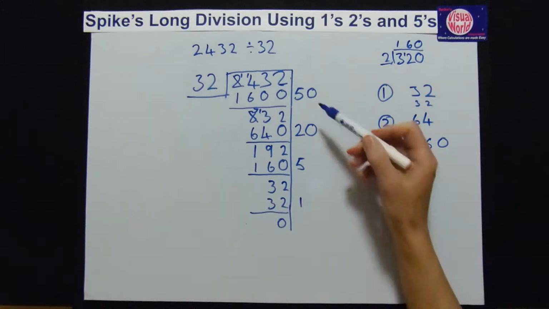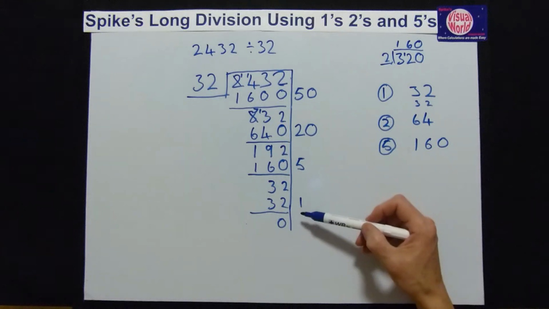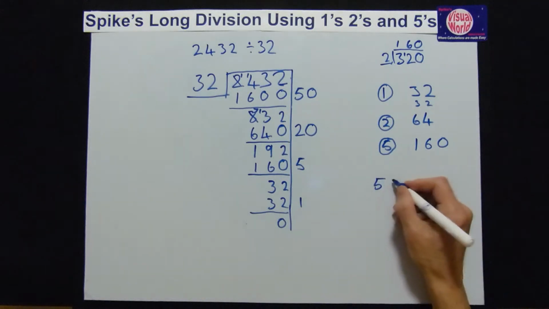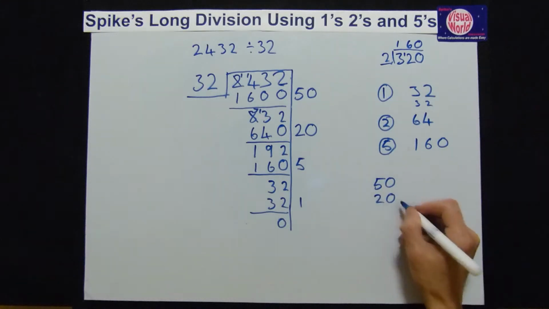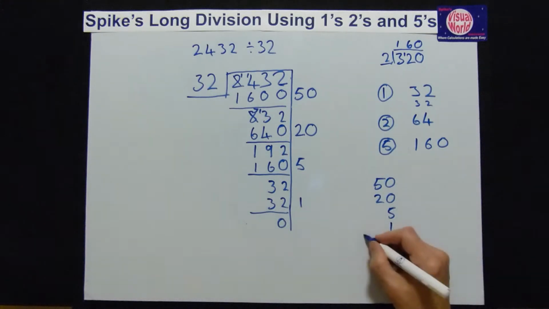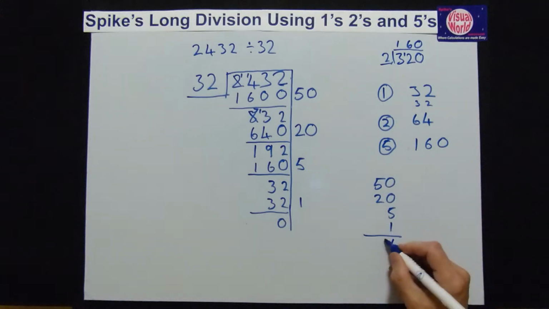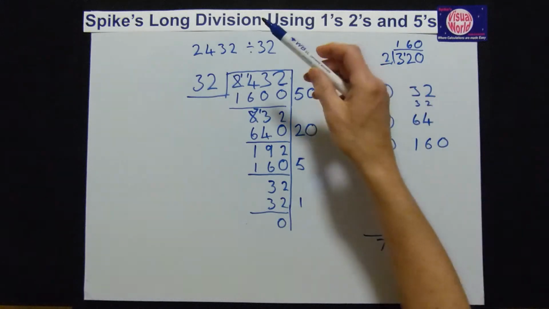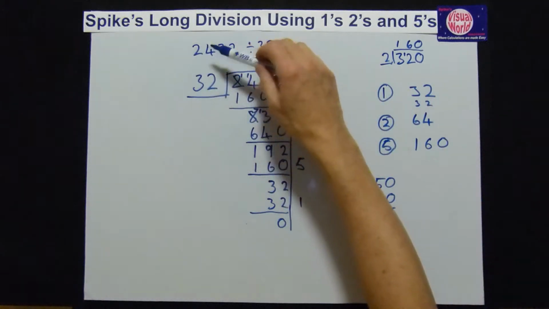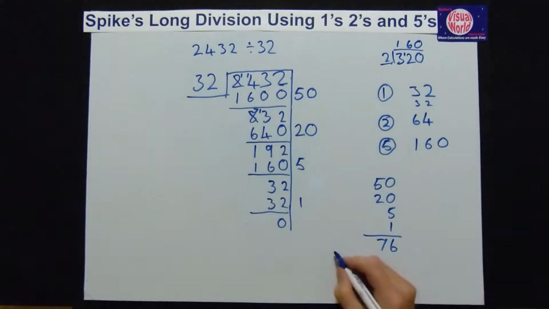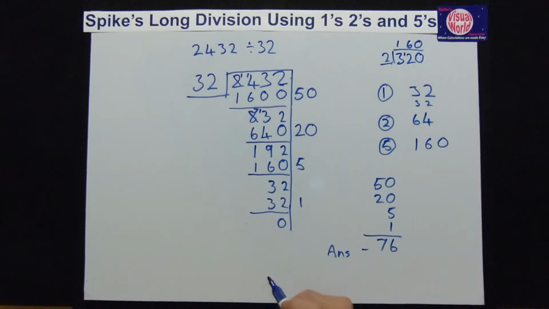So we now know we've got 50, a 20, a 5 and a 1, 32s. So how many have we got all together? 50, 20, 5 and 1. Add them together, 5 and 1 is 6, 2 and 5 is 7. So the answer is, we have 2,432 divided by 32 equals 76. So that's our answer down there. And that's how easy it is.